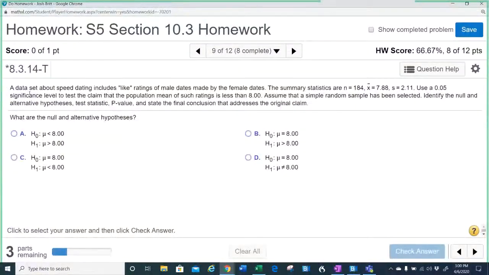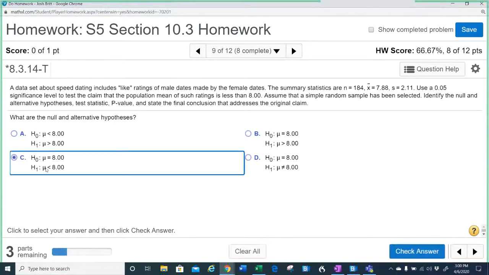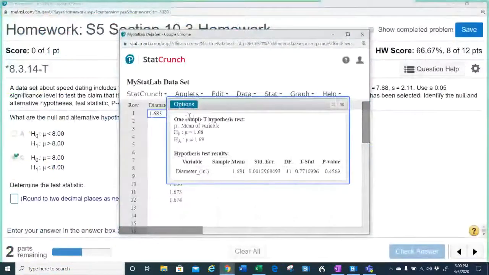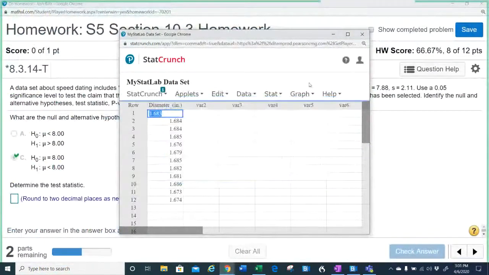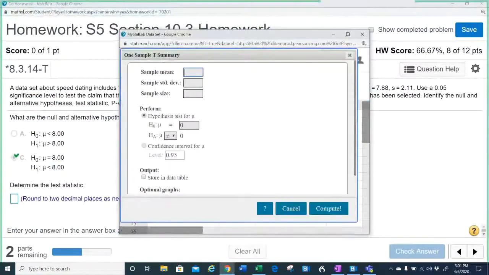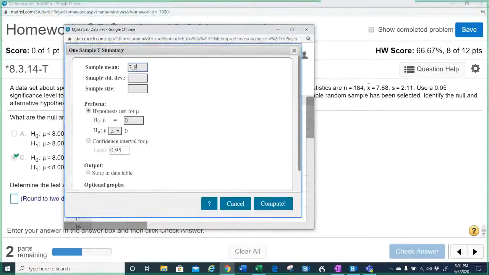All right, a data set about speed dating includes ratings of male dates made by female dates. Summary statistics are here. Use the significance level to test the claim the population mean of such ratings is less than 8, so equal to 8 and less than 8, what we're wanting. Determine the stat, t-stat, one sample with summary. So here are our summary statistics: 7.88, 2.11, 184, equals 8, less than 8, compute.